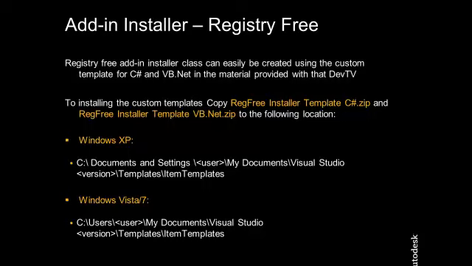The only thing you will need to do is add a new item to your project based on that template. In order to install the template, this is again pretty straightforward, as you simply need to copy those zip files into the following Visual Studio item templates directory. So let's see how it works through the demo.